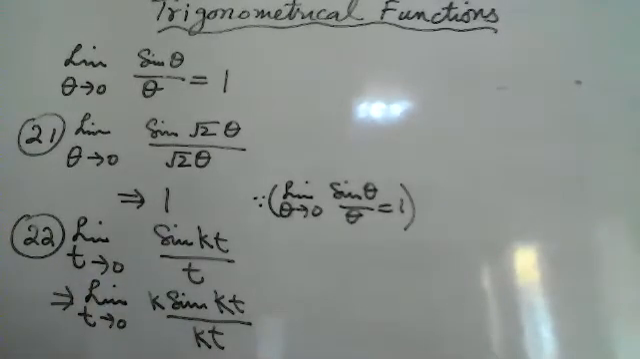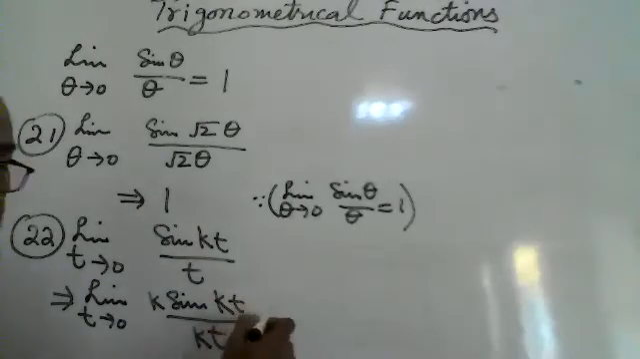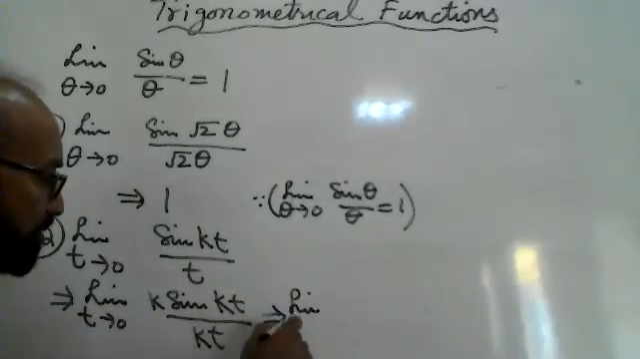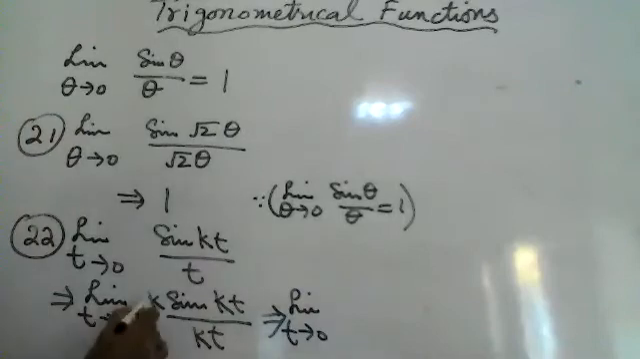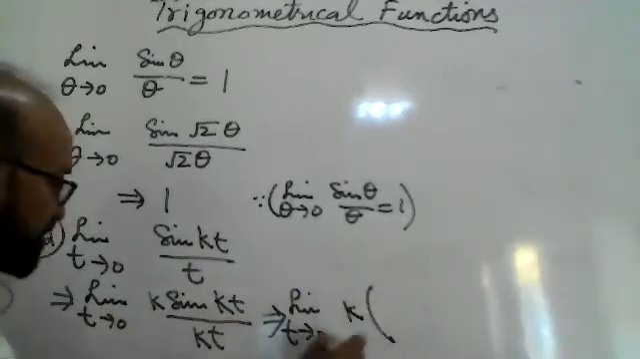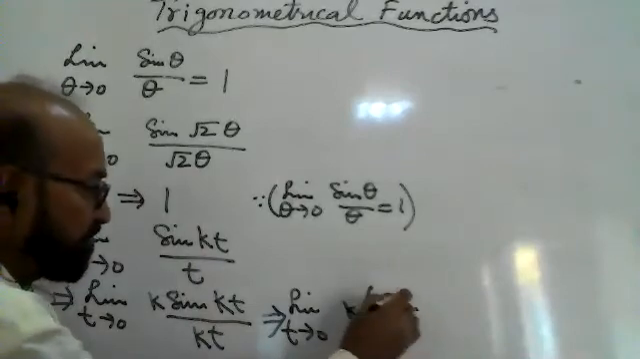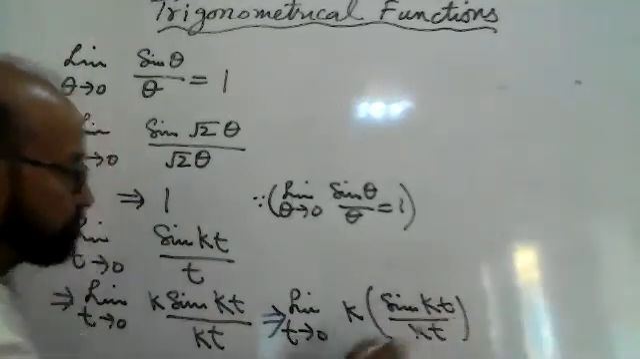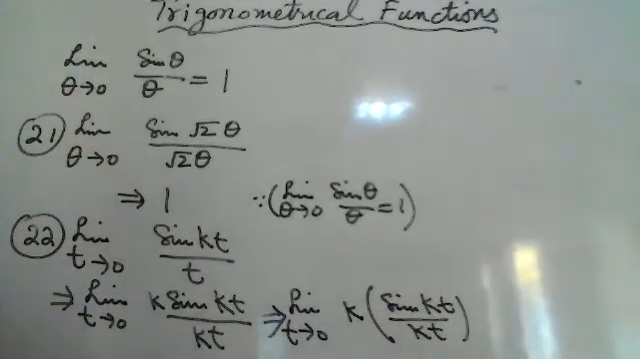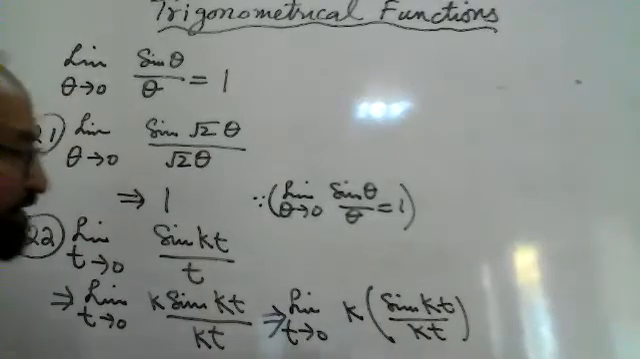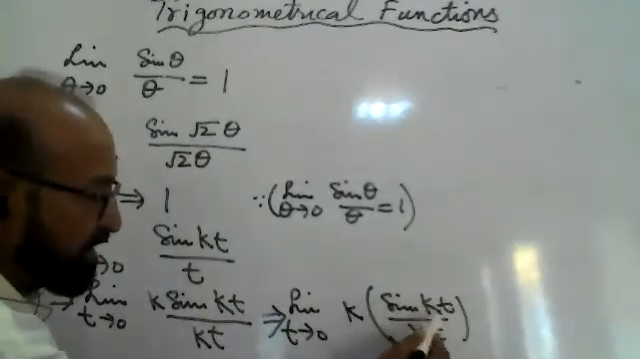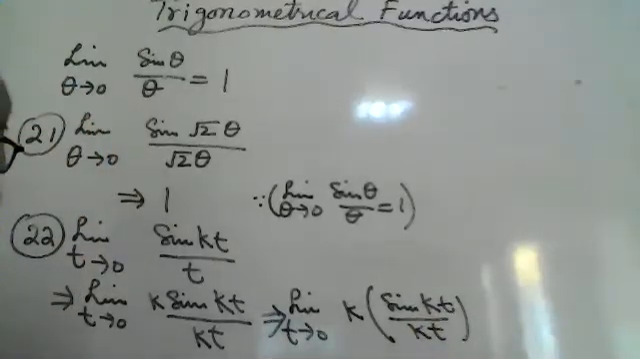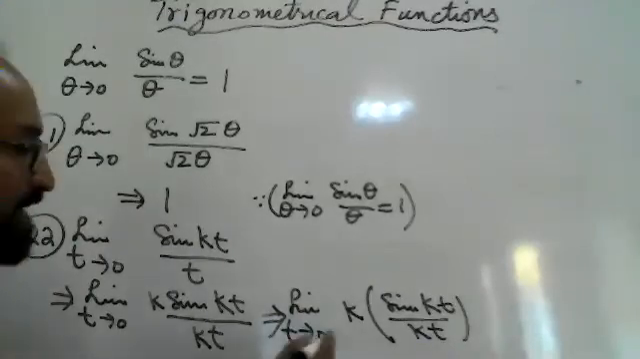The same thing. Now here, limit t tends to 0. It will become k into sine kt upon kt. Now we'll put the limit. This is the same sine of the angle kt divided by the same angle kt.